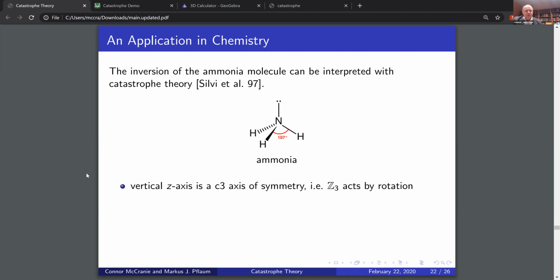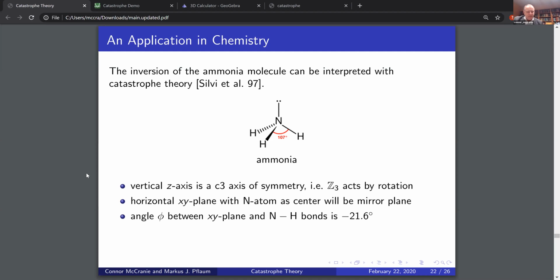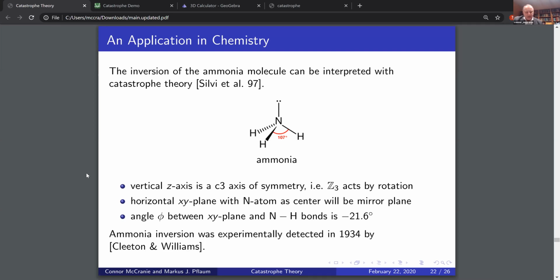Let me just introduce some more notation. The vertical axis is the z-axis, and in the language of symmetries of molecules it's the C3 axis, or in more mathematical terms, the group Z3 acts by rotation, and it just rotates the 3 hydrogen atoms. The horizontal plane is the XY plane, and the N is the center of your coordinate system. This inversion of the ammonia molecule is nothing else than mirroring the whole molecule at this XY plane. Just some chemical data: the angle phi between the XY plane and the NH bonds is negative 21.6 degrees. That can be measured. Here is the citation for the experimental detection of ammonia inversion from 1934 by Clayton and Williams.